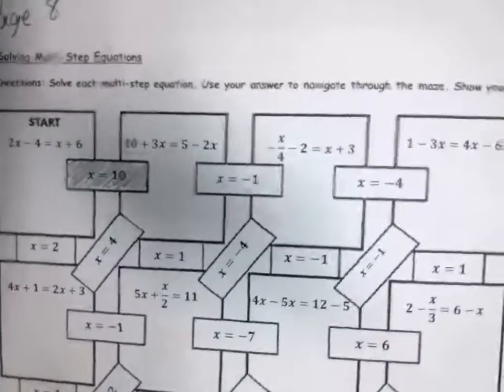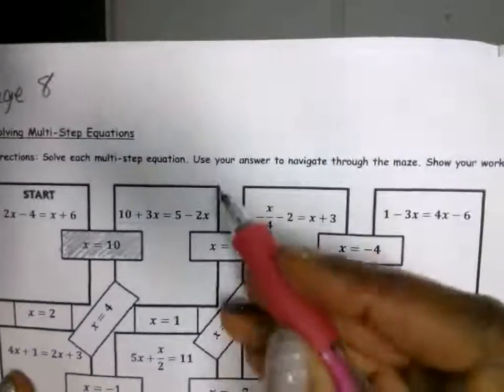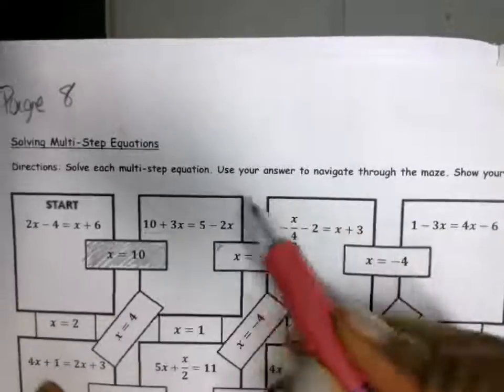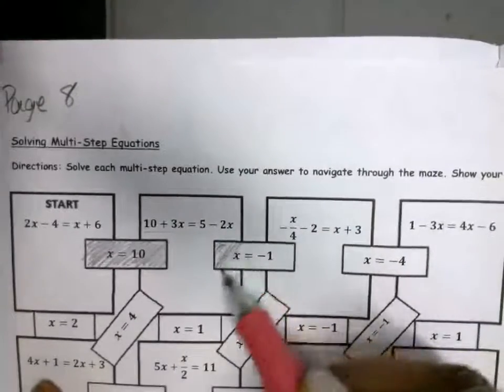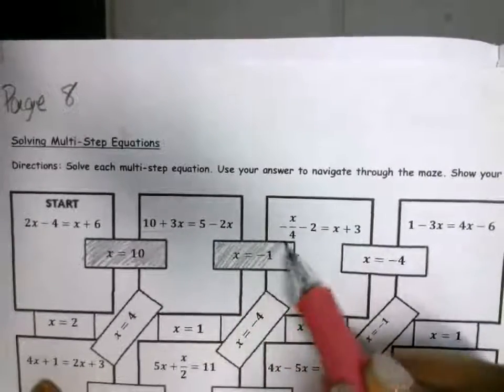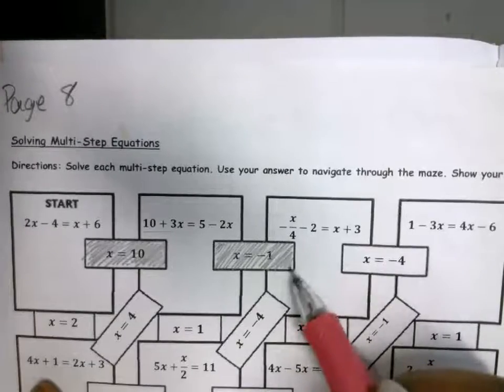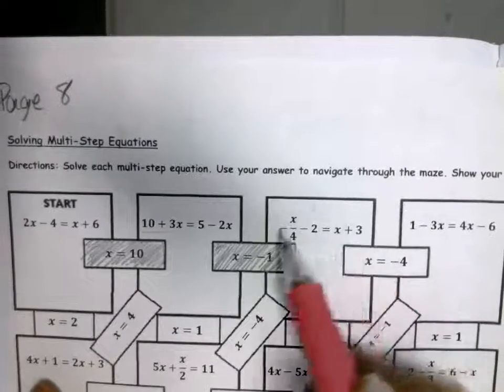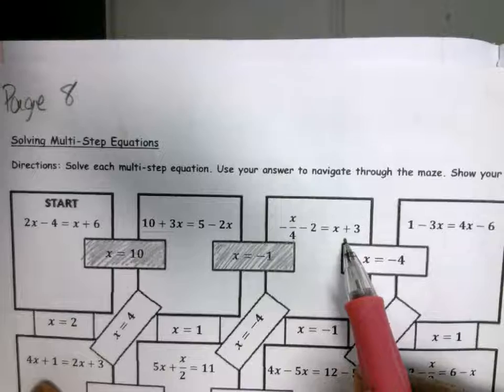Make sure you write this down. Since the answer is -1, we're going to shade in -1. And now we're going to do this problem.